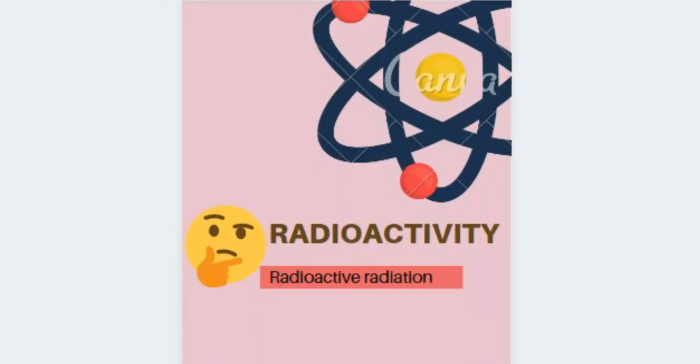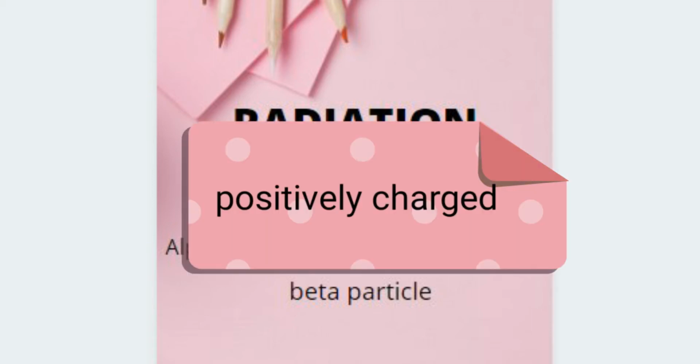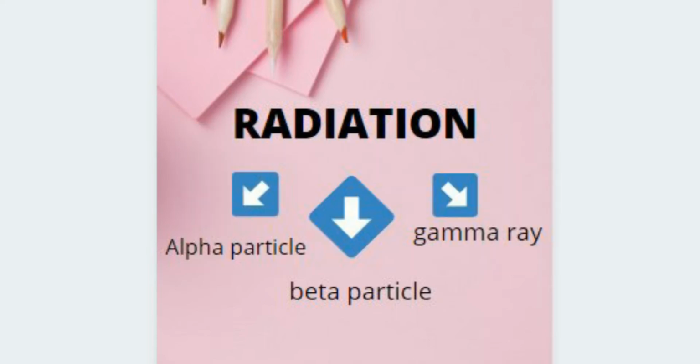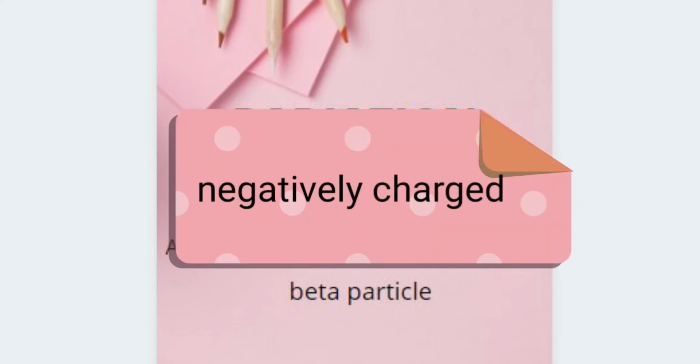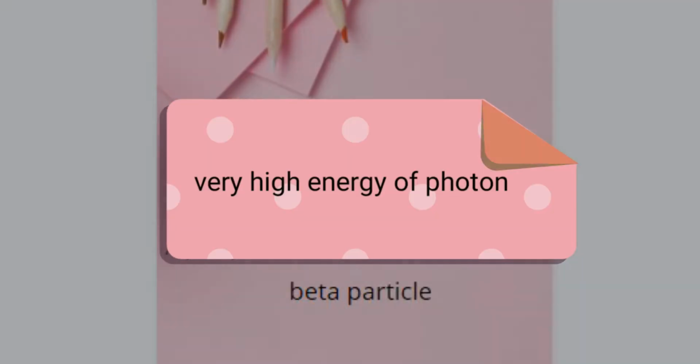Hi everyone! Do you know about the three types of radiation? The first type is alpha particle, the second type is beta particle, and the third type is gamma ray. Alpha particle is a positively charged helium nucleus. Beta particle is a negatively charged electron, and gamma ray is a very high energy photon.